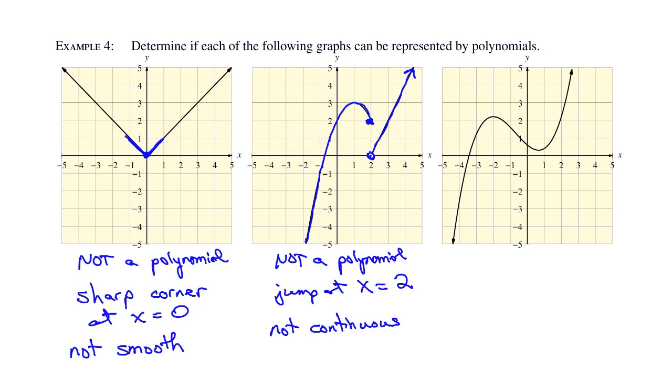In the third graph, notice that I can draw it without lifting the pencil, so it is continuous. And secondly, there are no sharp corners. Everything is very smooth around the edges. When it has to change direction, it does so very smoothly. So this one is smooth and continuous, and therefore it is a polynomial.